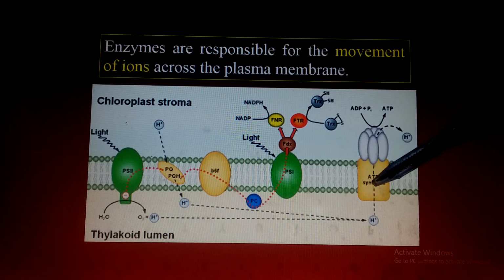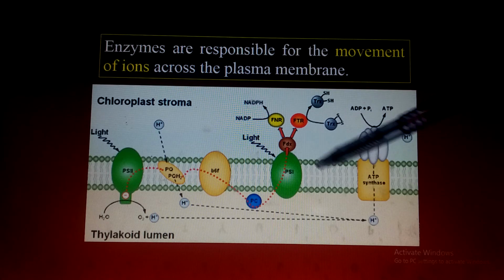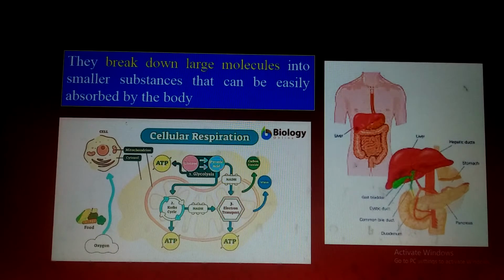Similarly, there are ATP ADP transferases or translocases. Similarly, you can say phosphate translocase enzymes. All these enzymes are responsible for the movement of the ions and molecules across the membrane. Is it clear? So enzymes help in the movement of ions too.